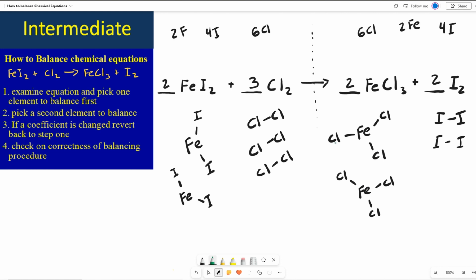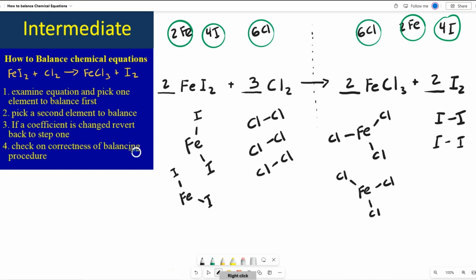You got 2 irons on the left, 2 irons on the right, 4 iodides on the left, 4 iodides on the right, 6 chlorines on the left, and 6 chlorines on the right. And this last step basically just means once you finally go through everything and you don't need to change any of the numbers, you just do this last check, where you just check 2 irons, 2 irons, 4 iodides, 4 iodides, 6 chlorines, and 6 chlorines. So the correct balanced equation would be 2 FeI2 plus 3 Cl2 yields 2 FeCl3 plus 2 I2.